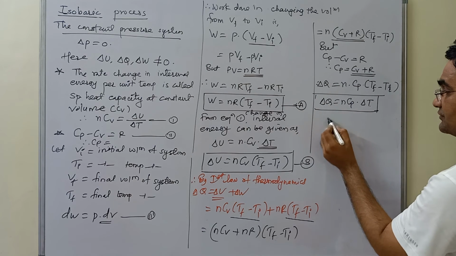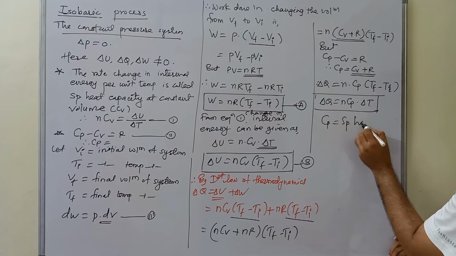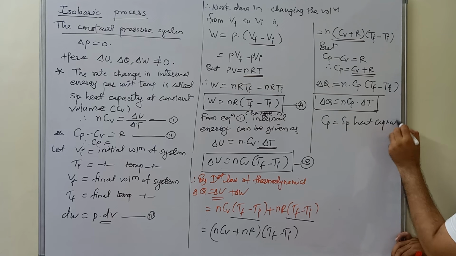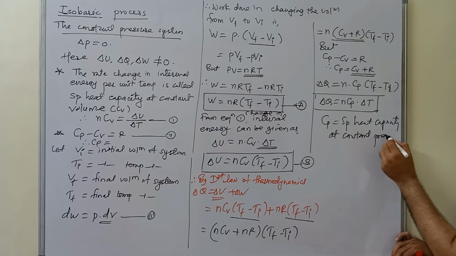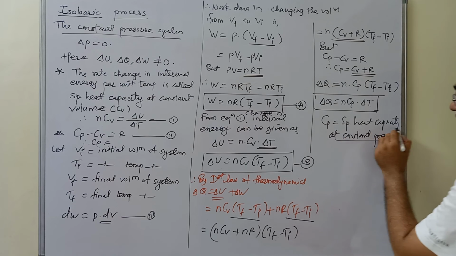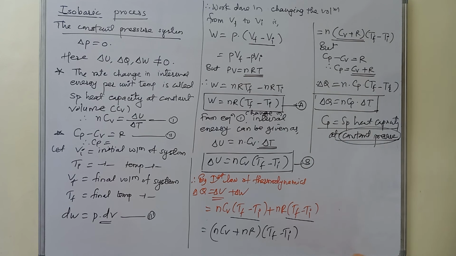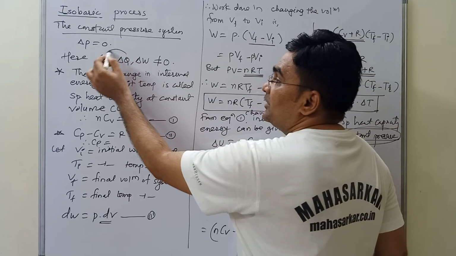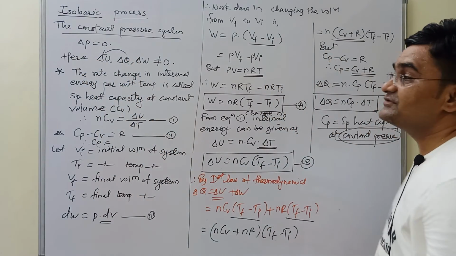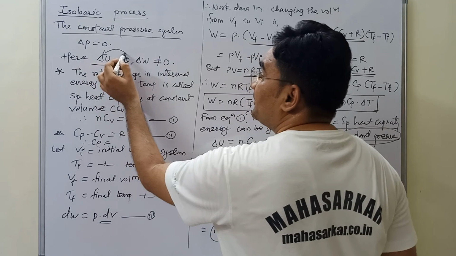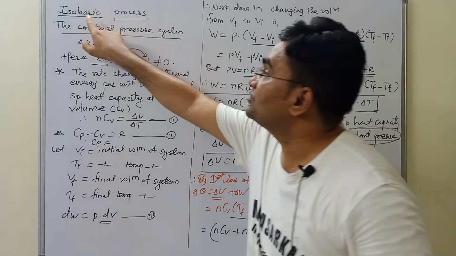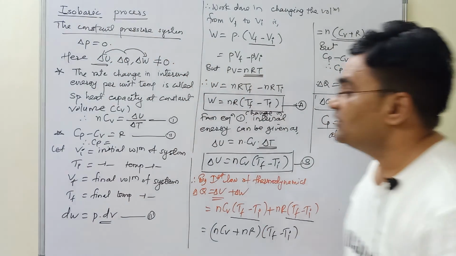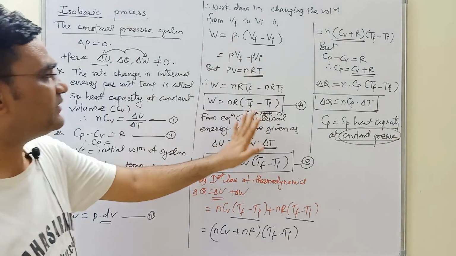Here Cp is the specific heat capacity at constant pressure. So even if pressure is constant, the heat provided is partly used by the system to gain internal energy and partly used by the system to do work. When this is happening, the system is called an isobaric process or isobaric system. So it's very simple to understand what an isobaric system is.